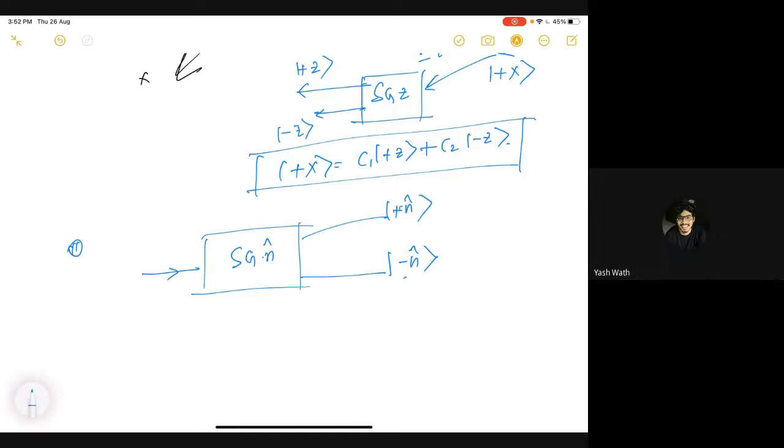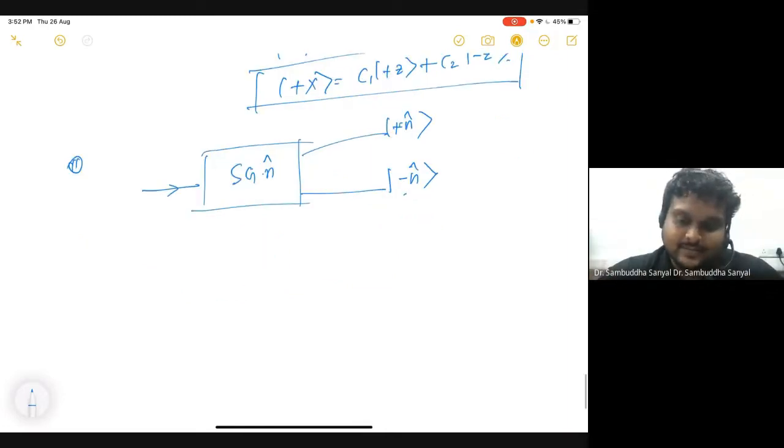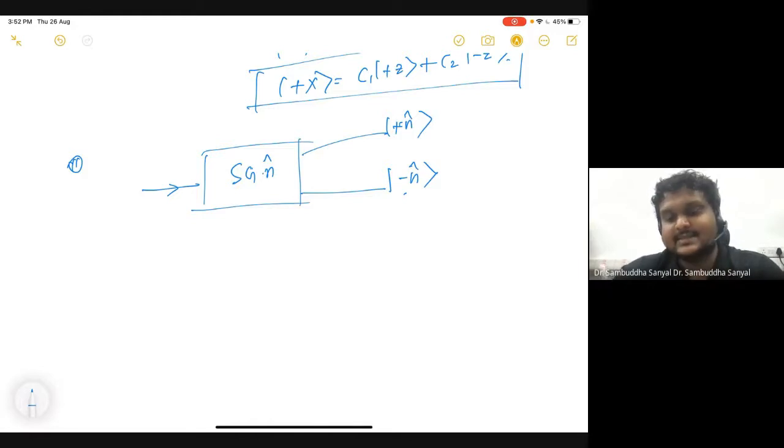The only way to explain this is that the electron that is entering is a superposition of all the possibilities. And then if you orient in the n direction, it will separate plus n and minus n. If you orient in some n2, it will do plus n2 and minus n2.